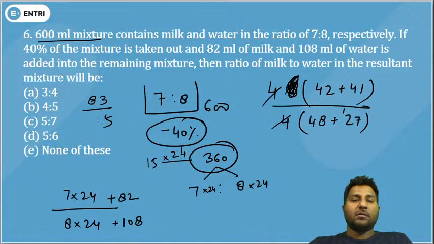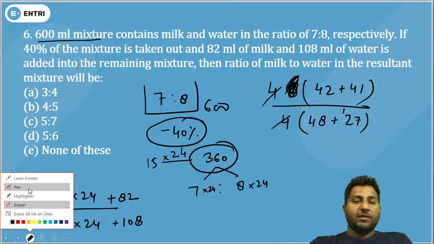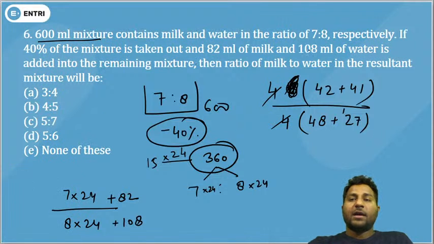The final ratio we will get, what? 108 ml of water has been added. The final ratio we will get is what? 3 by 4. Okay, so let's check. I'm not counting it because I'm solving it. No, 5 by 6 is the correct answer. So kindly watch the question carefully.